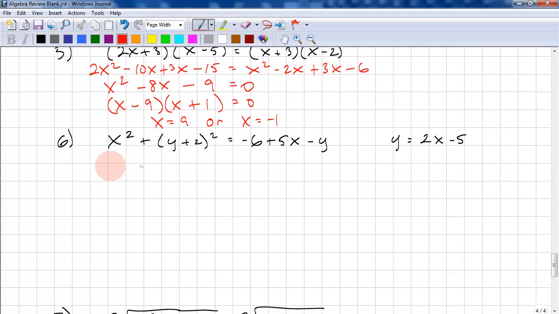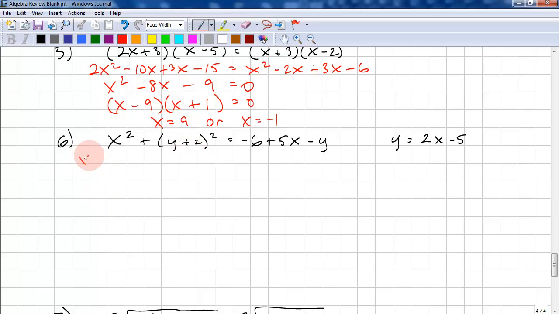Okay, we have 2 equations and 2 variables. And I would suggest that you substitute before expanding. You can do it either way, but I think you'll find it easier just to substitute first. Otherwise, you're going to be expanding twice.